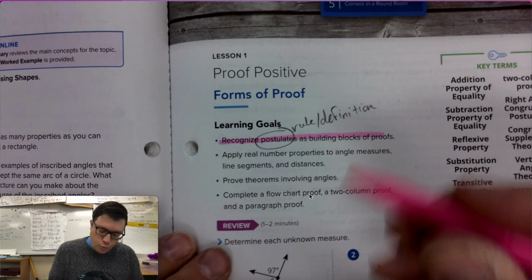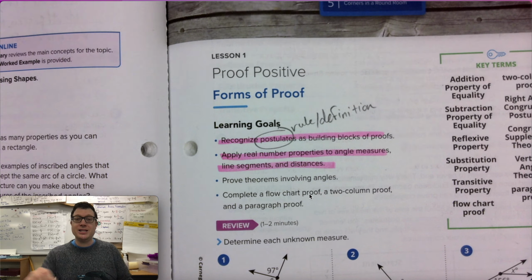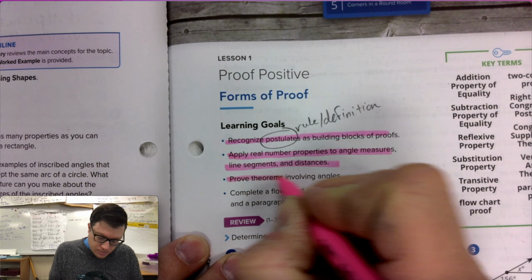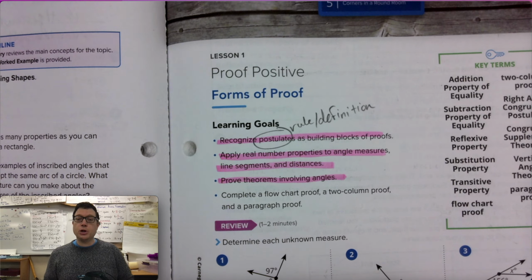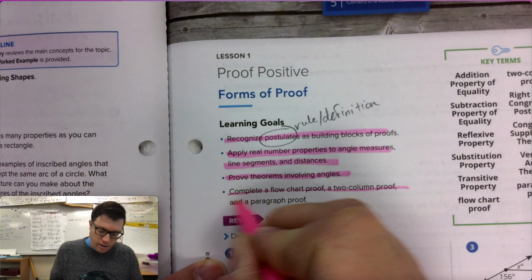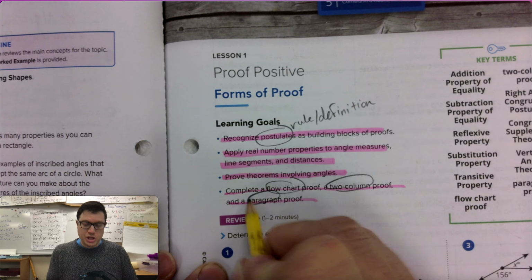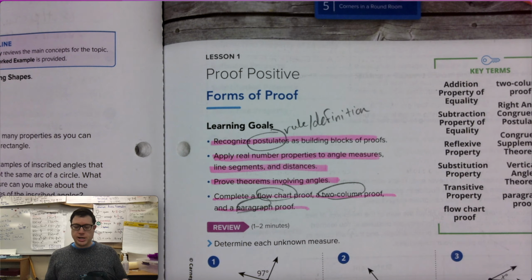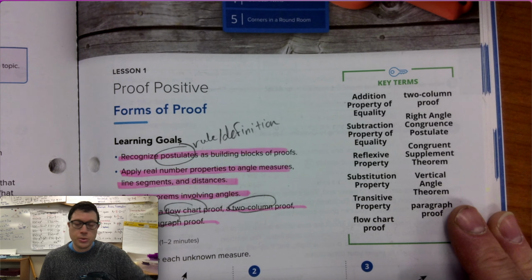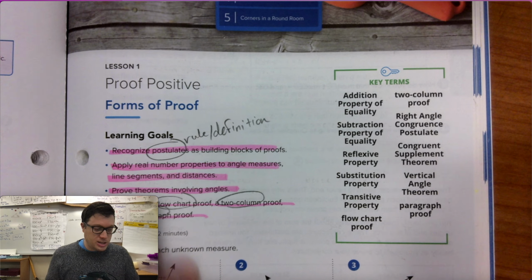We're going to apply real number properties to angle measures, line segments, and distances. We're going to prove theorems involving angles. And then we're going to complete a flowchart proof, a 2-column proof, and a paragraph proof. This is maybe the dreaded section in geometry where people say, I forget what it is. I'm going to try to do my best to explain it and help you through it, and we'll walk this journey together.